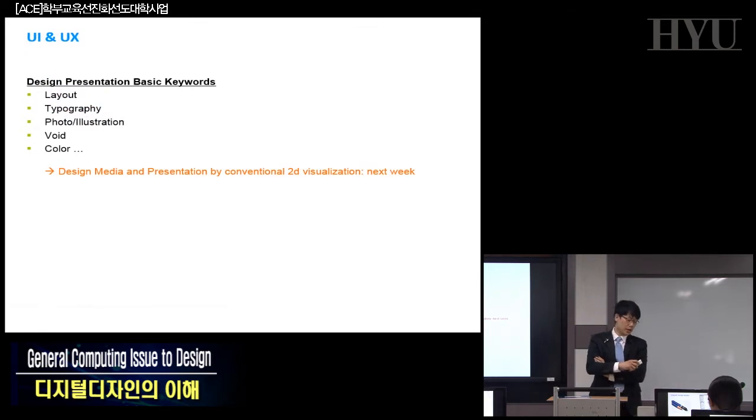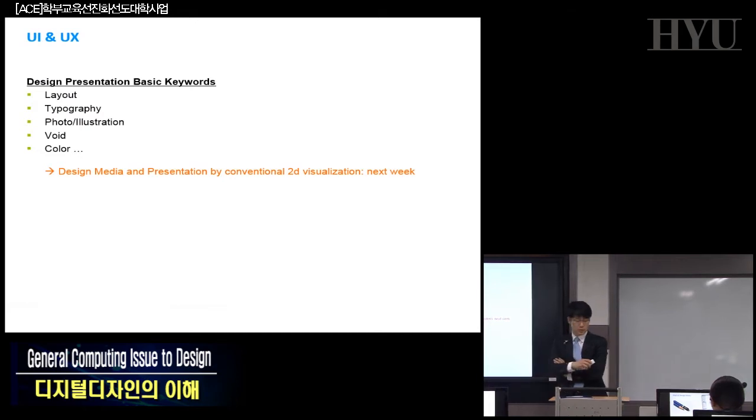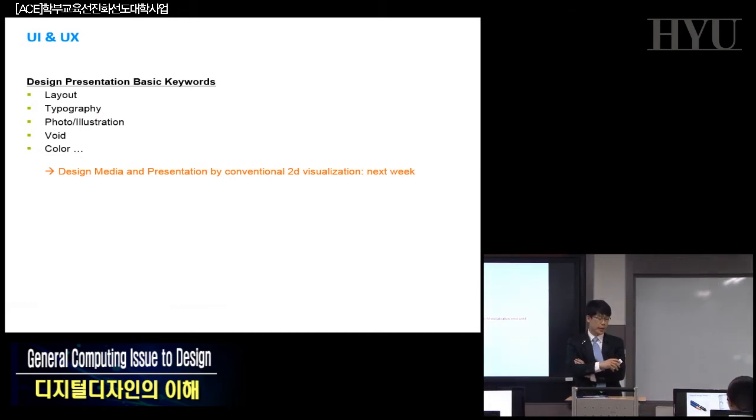So in digital design or design presentation, what is important? Here I list very conventional keywords when you present and visualize your design, especially in a 2D form. Layout, typography, sometimes some different keywords are listed here. But anyway, photography, some illustrations, some void, empty area, white color field area, or some specific, your own color-coded area, and so on.